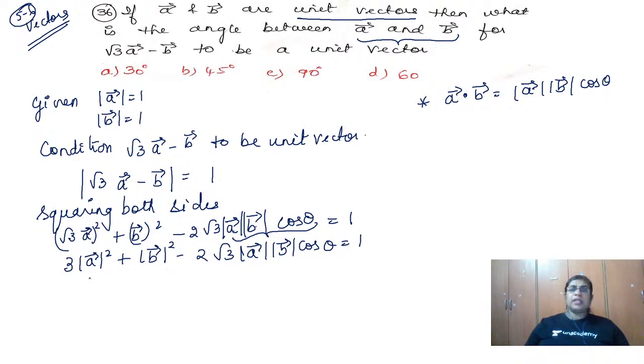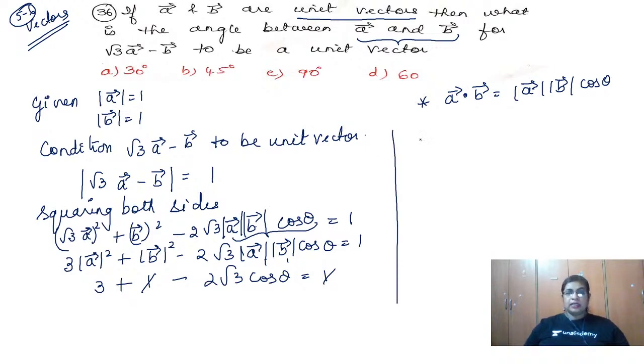Now substitute magnitude A and magnitude B, both equal to 1. So this becomes 3 plus 1 minus 2 root 3 cos theta is equal to 1. I can cancel 1 from both sides, and minus 2 root 3 cos theta I take to the other side. So I am getting 2 root 3 cos theta is equal to 3.